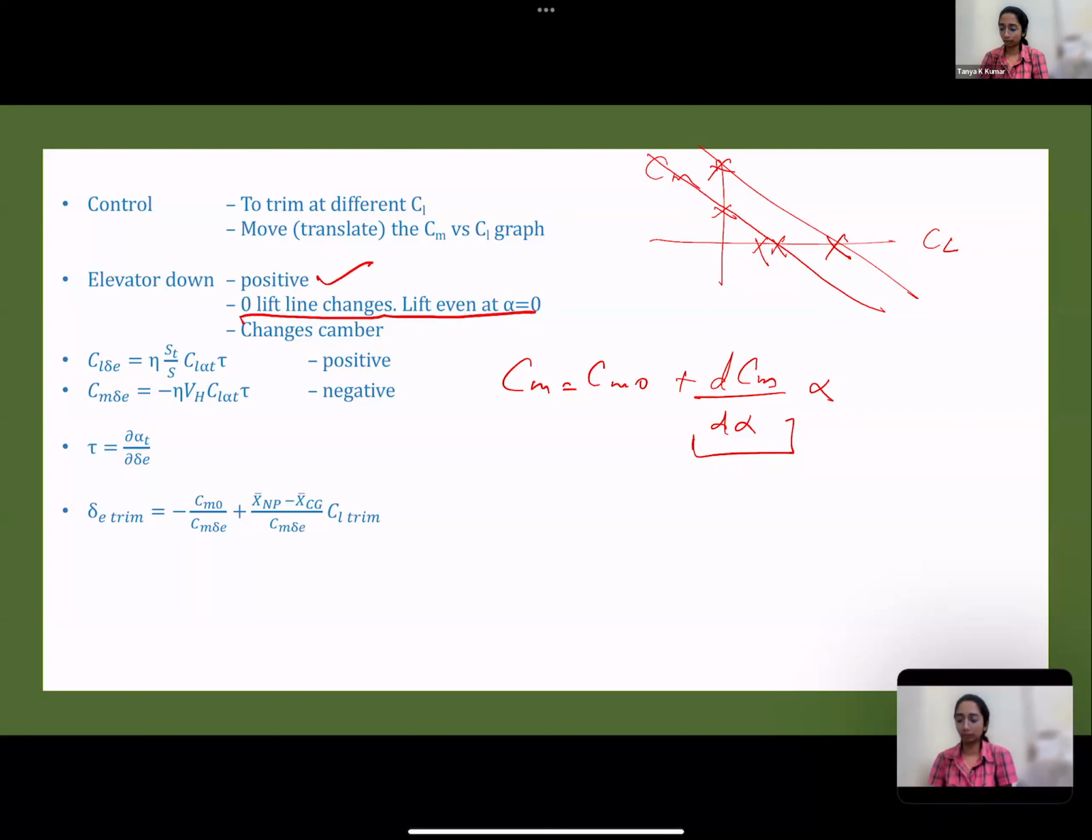What happens to CL versus alpha? Initially, mostly all tails for a typical aircraft are symmetric airfoils. So your CL alpha profile is something like this. Your CL naught is 0, so it passes through the origin. Now when I deflect the elevator down, it increases the camber, so it effectively becomes a cambered airfoil. So what happens to this CL versus alpha graph?